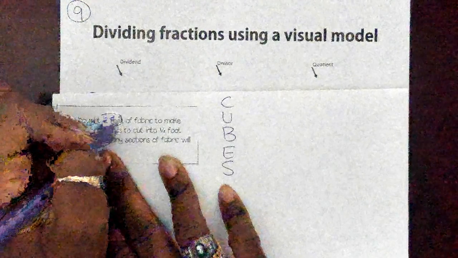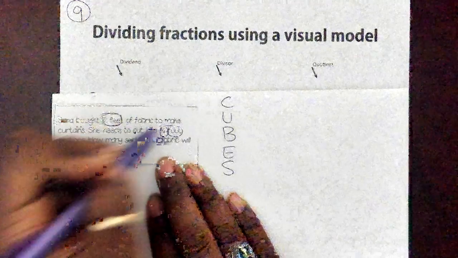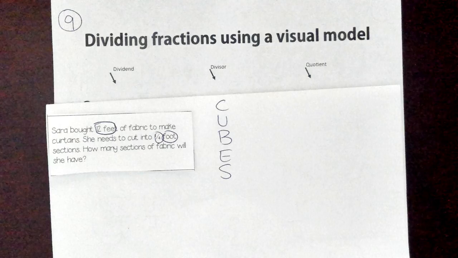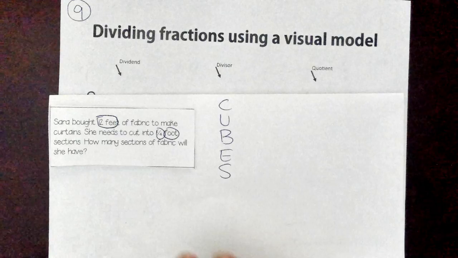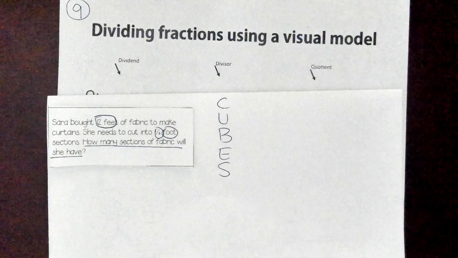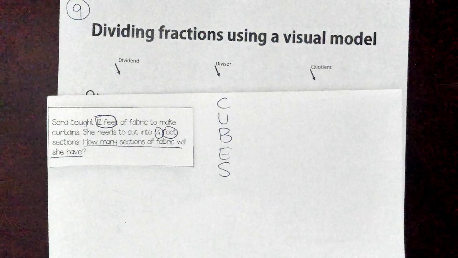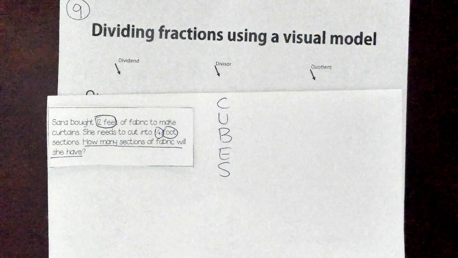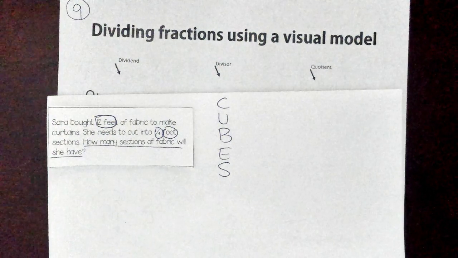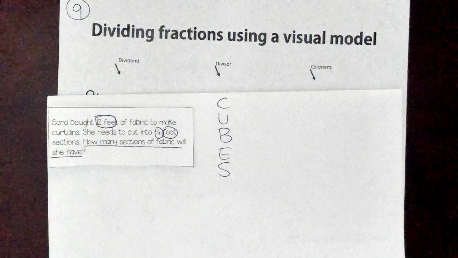And so I see 12 feet. That's a unit. We also see 1/4 foot. That's a unit. And so now we need to underline the question. The question is, how many sections of fabric will she have? And so now we need to box in anything that helps us to understand what operation needs to be used.